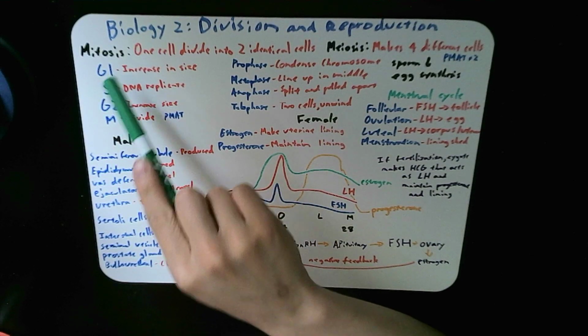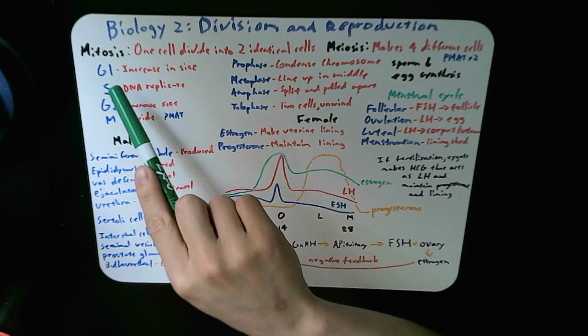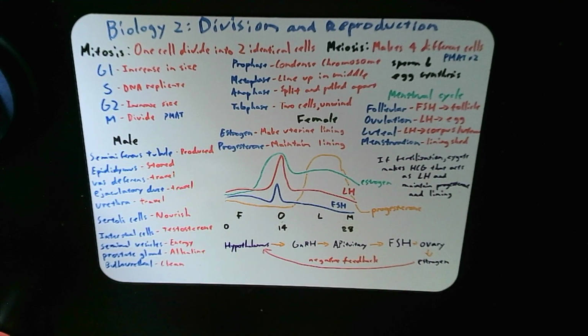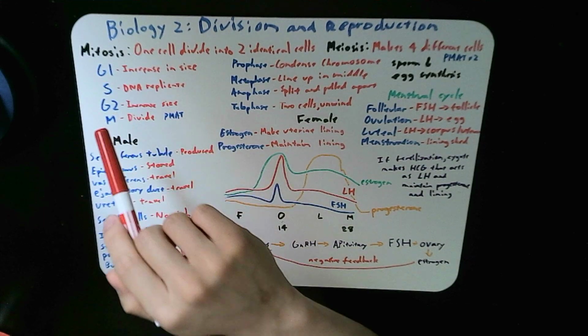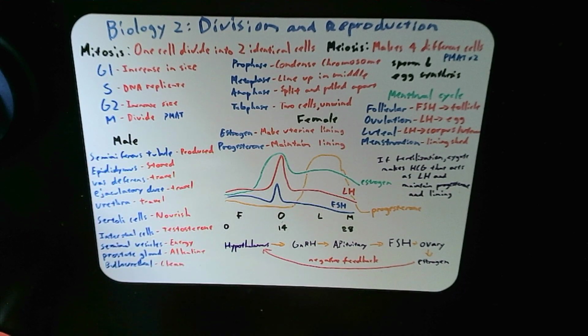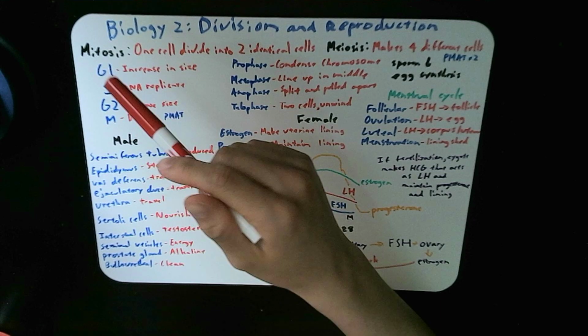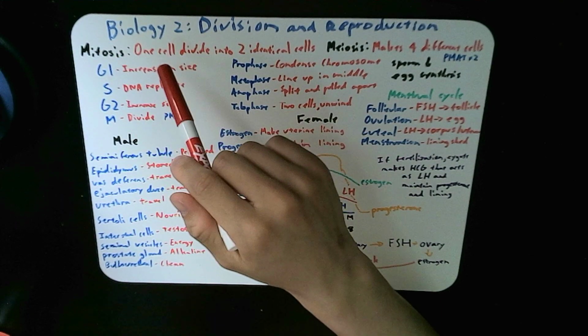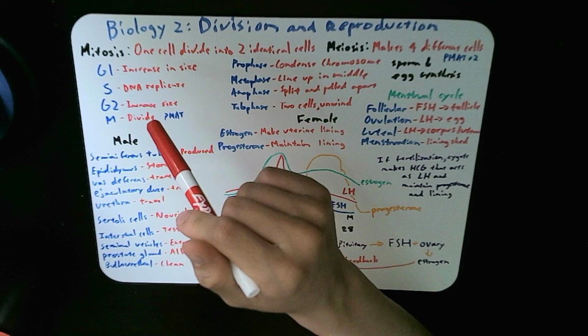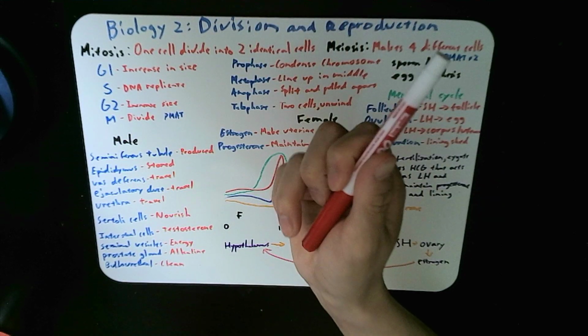We have our G1 phase, S and G2 all grouped together, collectively called interphase. That is when the cell is not dividing, so that's 90% of the time. And the mitosis phase, which is 10% of the time, is where it actually does the division. In G1 phase, there's an increase in size of the cell, and between G1 and S, there is a checkpoint to check that DNA is not damaged.